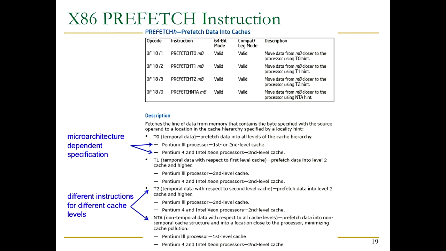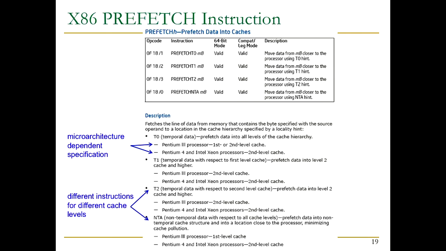This is basically one page from the x86 manual, which is old. I'm sure this has changed because the definition of this is really microarchitecture dependent. So these are the prefetch instructions in x86. T0 is for temporal data, and they say prefetch data into all levels of the cache hierarchy. You give it an address, basically. And the specification is microarchitecture dependent. As you can see, in the Pentium 3 processor, it's the first or second level cache.